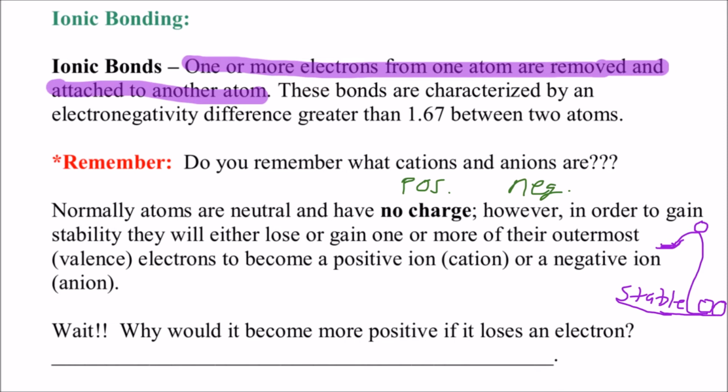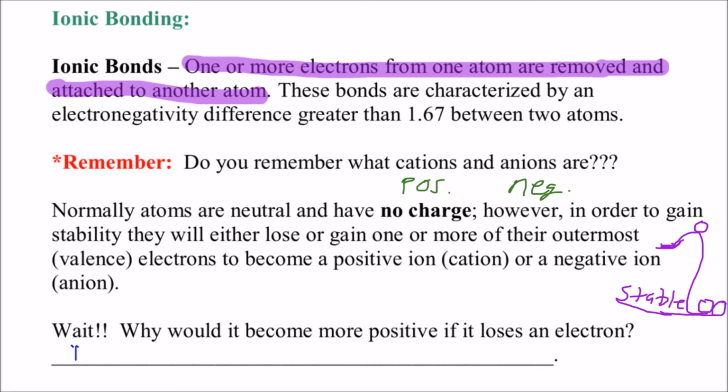Alright. It says right here that they will lose an electron to become a positive ion, or they'll gain an electron to become a negative ion. So here's a question. Why would it become positive if it's losing an electron? Can you answer that question? Why would it be positive if it's losing something? I mean, we always think you have to add something in order to become positive. So in this case, why does losing an electron make you positive?